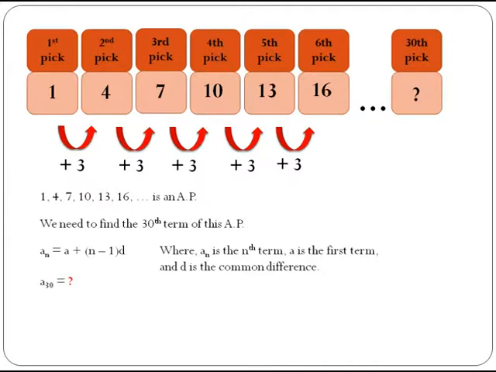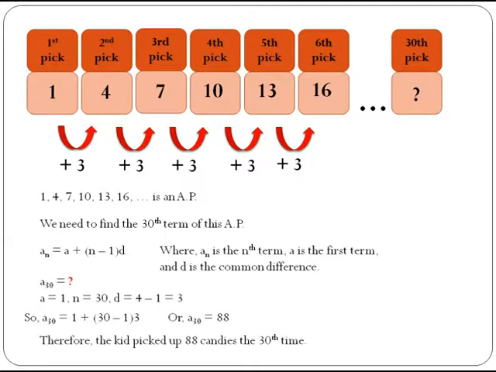Let's say we have to find A30, that is the 30th term of this AP. How will you find it? Over here, the first term, that is a, is equal to 1, n is equal to 30, and the common difference d is equal to 4 minus 1, that is 3. Let's put the entire thing in the given formula. So we get A30 = 1 + (30 - 1) × 3, or A30 = 88. Therefore, the kid picked up 88 candies the 30th time.